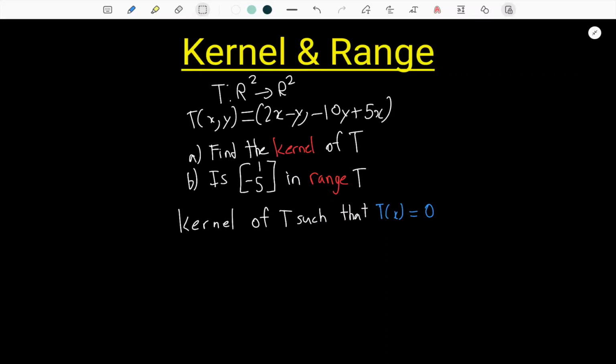So in this video, we'll be covering the kernel and range of a transformation. A kernel of a transformation is where the transformation of that matrix is equal to 0. Now let's look at some examples which will make this more clear.